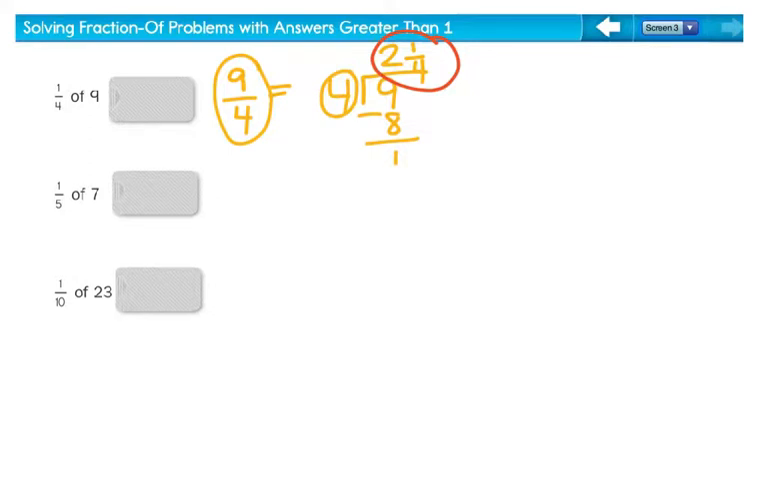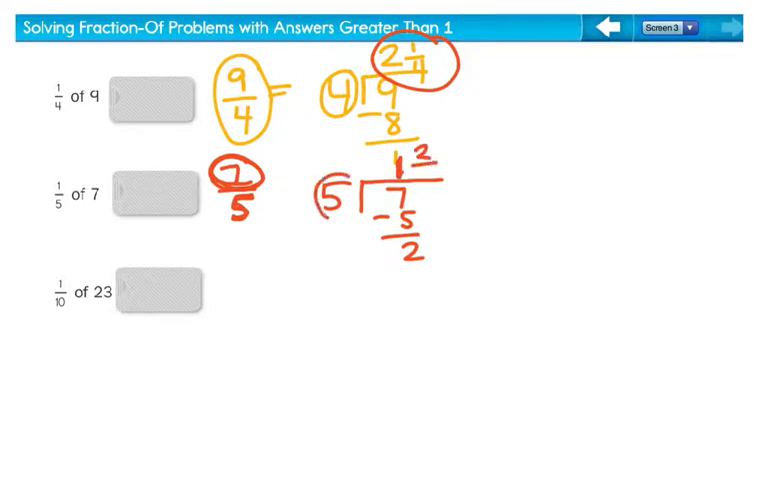So 1/5 of 7 on your whiteboard, would you please write it as a fraction? Well, we're taking 7 and dividing into fifths. Think of fraction as division. How many 5s are there in 7? We know our answer is greater than 1 because our numerator is larger than our denominator. So how many 5s are there in 7? Well, there's 1 whole. Our remainder goes on top. Our divisor goes on the bottom. So 7/5 is the same as 1 2/5.